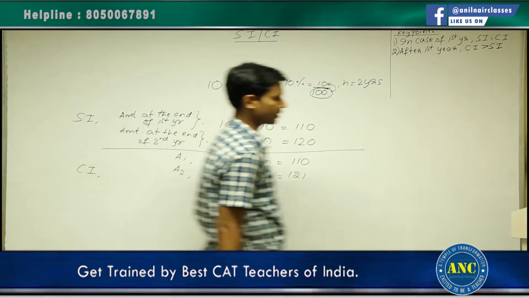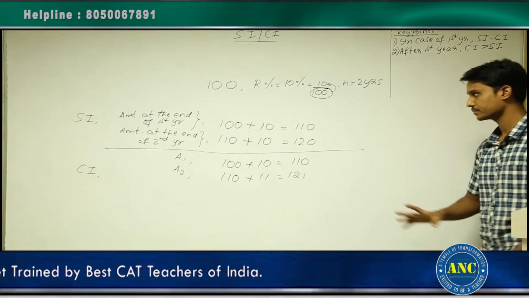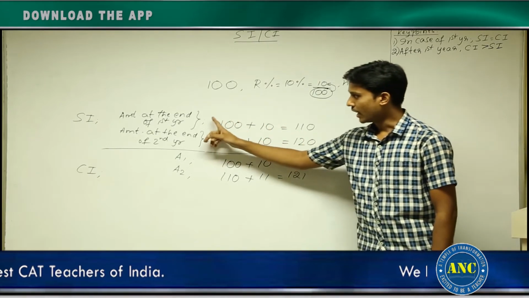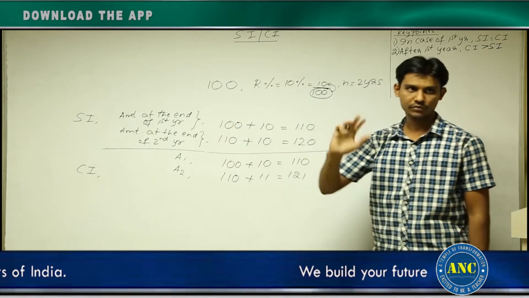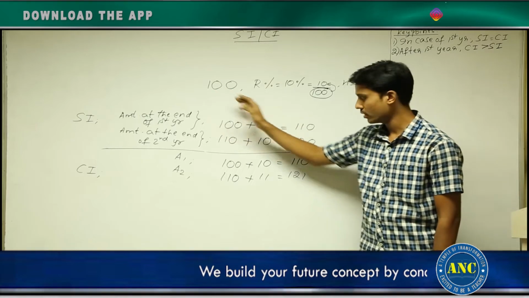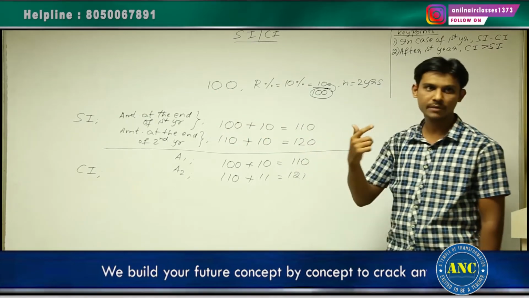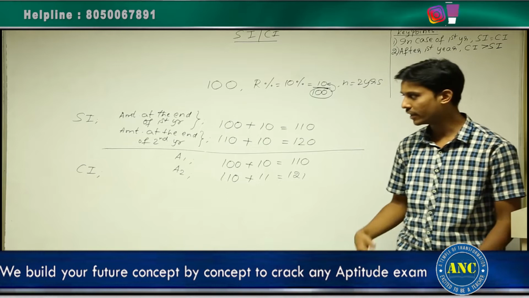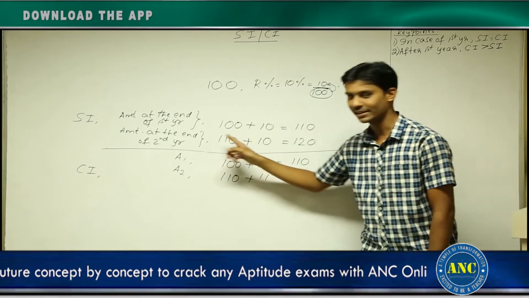Next, listen to the third key point, very important. See here. I took 100 rupees from you. I am talking in terms of SI. I took 100 rupees from you. I gave you 120 back. How much extra am I giving you? 20 rupees extra. How did I get that 20 rupees extra? We did all this calculation.